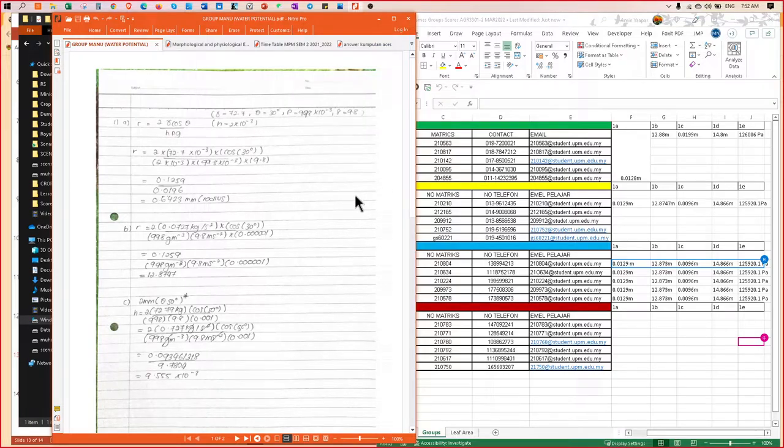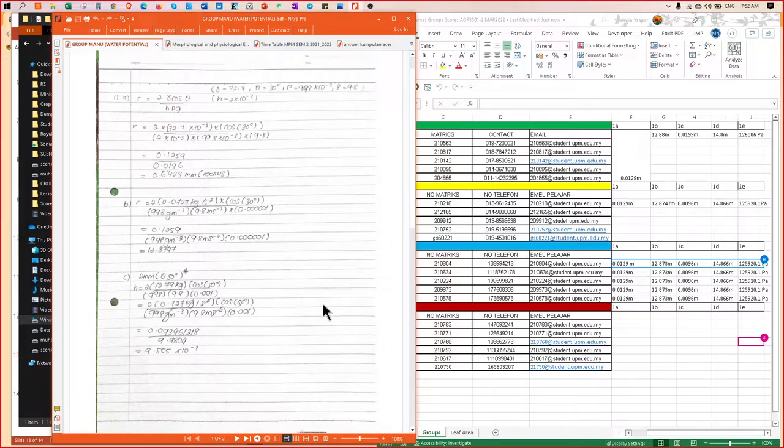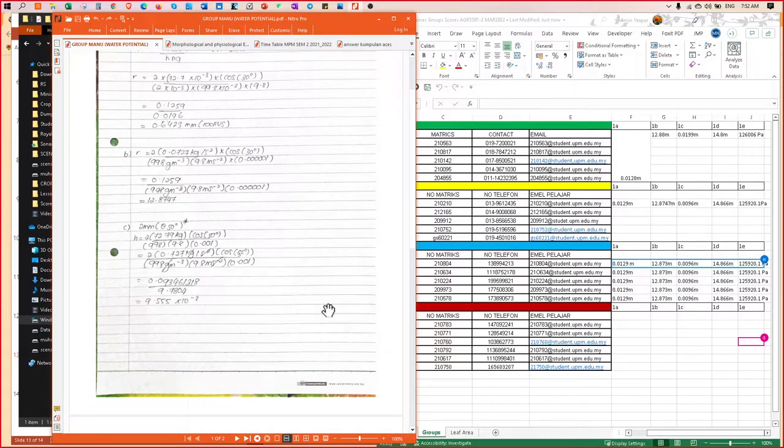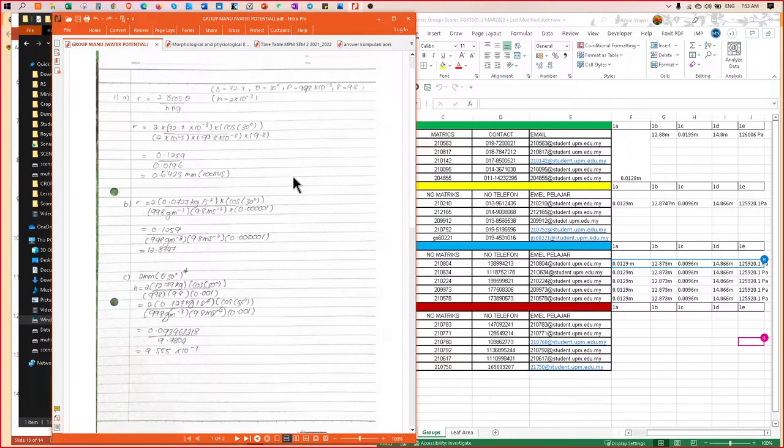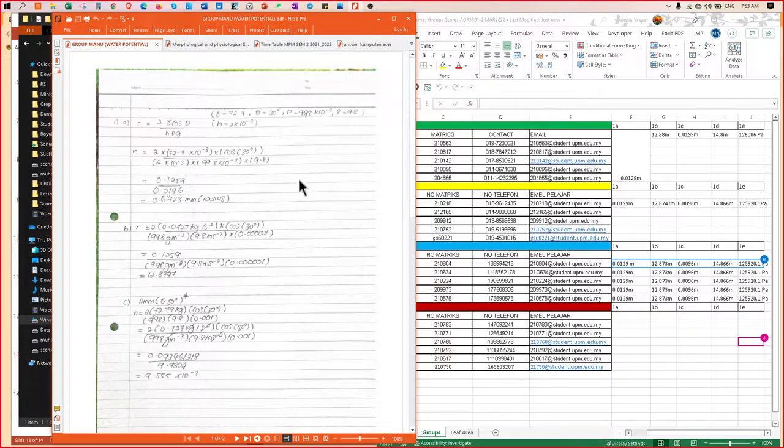There's some mistake. Then why did you put R? For this question as well, you put R. Are you finding the height or are you finding the radius? A mistake. It should be H. We mistakenly, not carefully, wrote R. So your height is 0.6423. That's not even 1 millimeter. Are you sure? Does it make sense? The height is not even 1 millimeter.